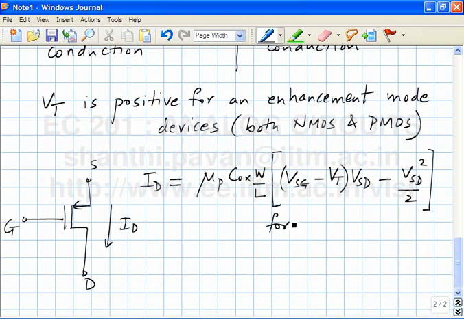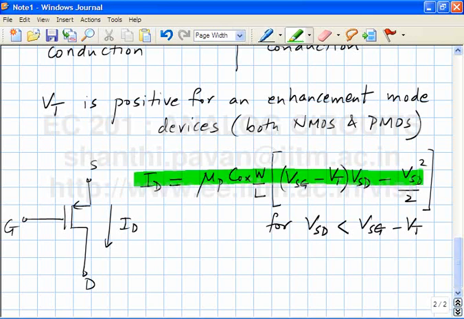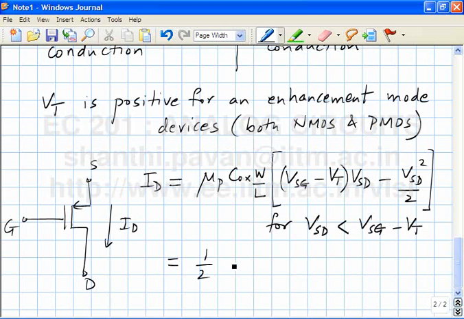This is provided VSD is less than VSG minus VT. If VSD is very small, what did we see? We could neglect this term. Between the drain and the source, it behaves like a linear resistor whose resistance is controlled by the gate potential. Now if VSD is very large, then ID is 1/2 mu p Cox times W by L times VSG minus VT the whole square.